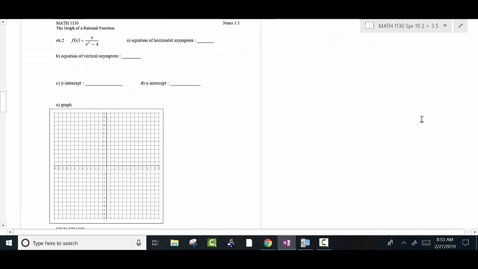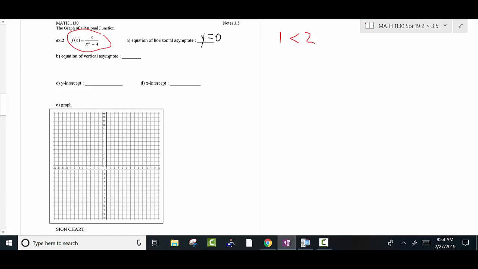Okay, so let's take a look at this one then. All right, the degree of the top is 1. The degree of the bottom is 2. What does that tell you about the horizontal asymptote? y equals 0. Okay, you want to get those rules memorized. Okay, so we got that.